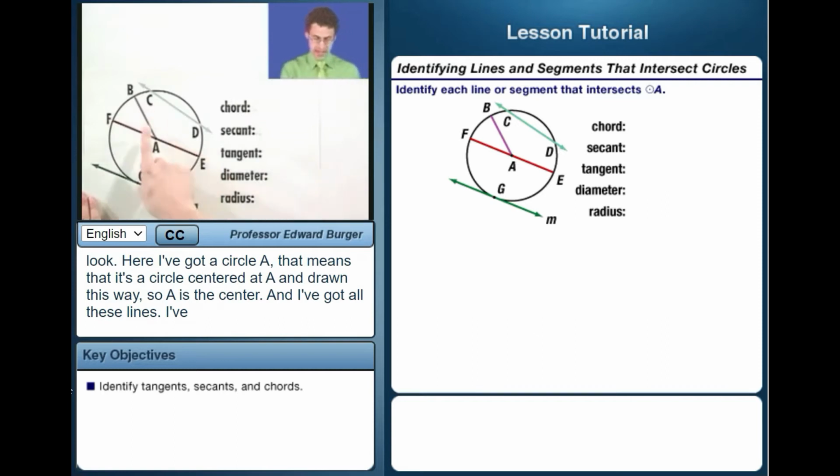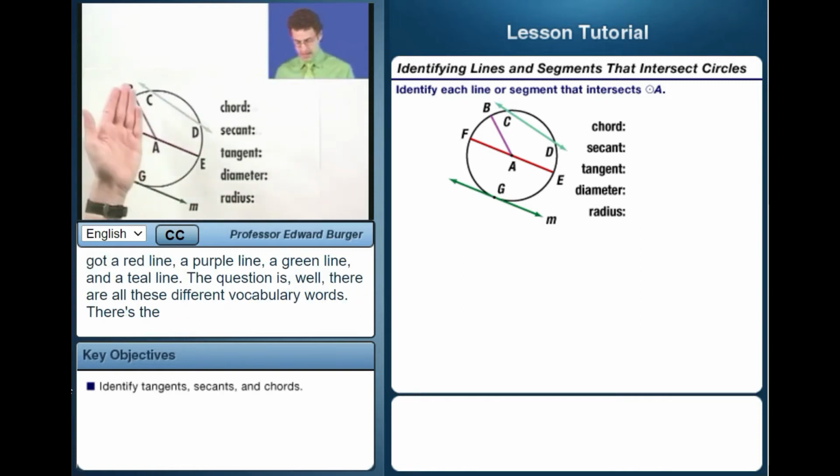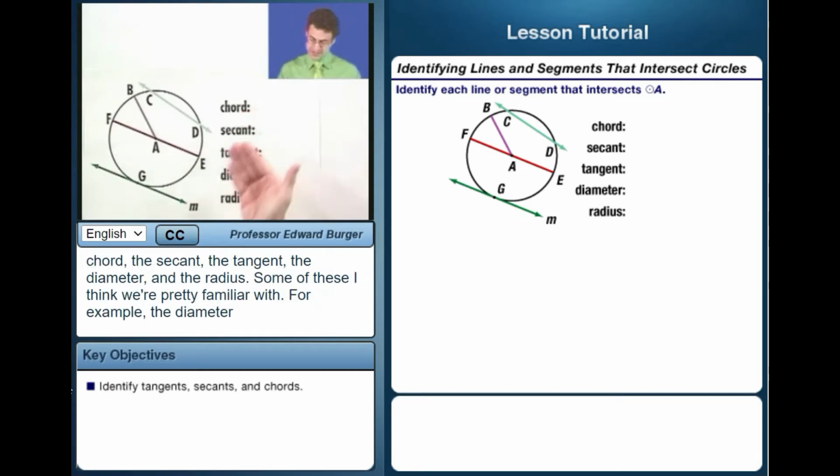So here I've got a circle A. That means that it's a circle centered at A and drawn this way. So A is the center. And I've got all these lines. I've got a red line, a purple line, a green line, and a teal line. And the question is, there are all these different vocabulary words. There's the chord, the secant, the tangent, the diameter, and the radius.